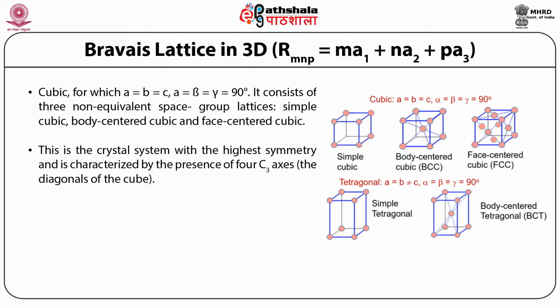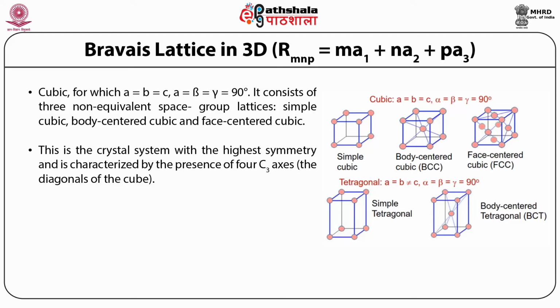As you can see, that's a simple cubic which consists of atoms only at the corners, and body centered cubic, it contains an extra atom at the body center of this cube, and in the face centered structure the atoms are also there at each of these 6 faces of the cube.